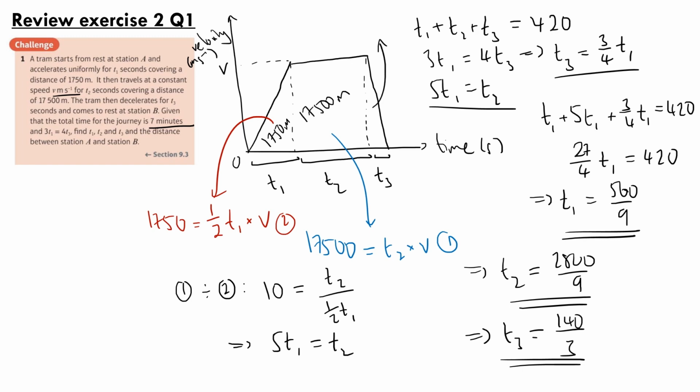And so the area of this triangle is equal to a half times base, so that's t3, times height, that's v. So we need to find the value of v. We can find that using either the blue or red equations, but the blue one is simpler, so I'll just use that. We know that t2 is equal to 2,800 over 9, so we have that v is equal to 17,500 over 2,800 over 9. And put that into a calculator, you get 225 over 4.